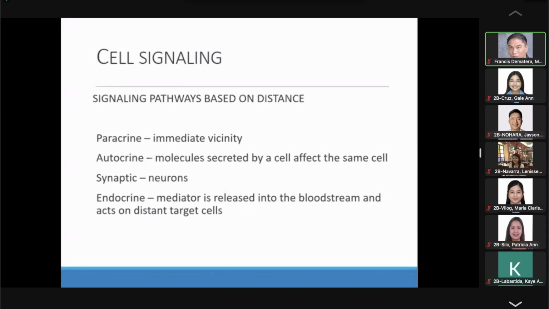For synaptic signaling, here activated neurons secrete neurotransmitters into synapse onto their target cells. And for endocrine, the mediator is released in the bloodstream and acts on distant target cells.